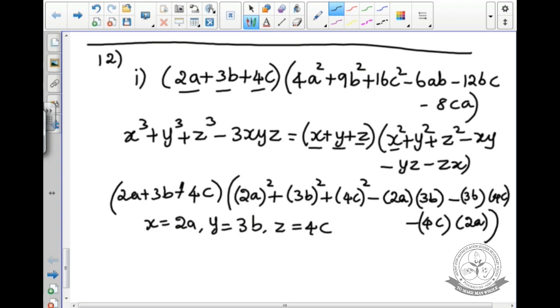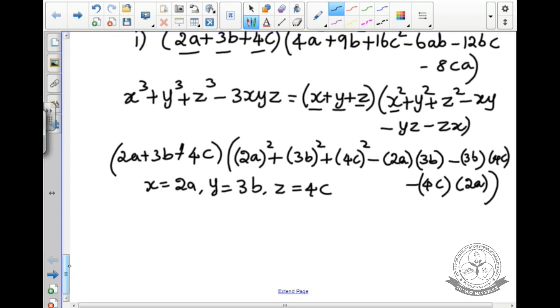Okay, so just see your question. So it will be split in this format. Therefore it is in the form of this equation. So we can take the left hand side. So this is equal to what? x cube plus y cube plus z cube minus 3xyz.